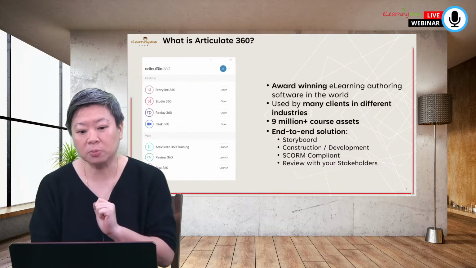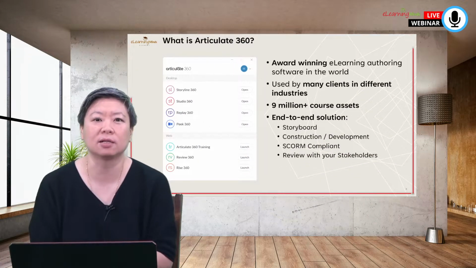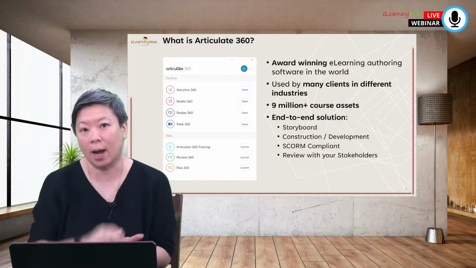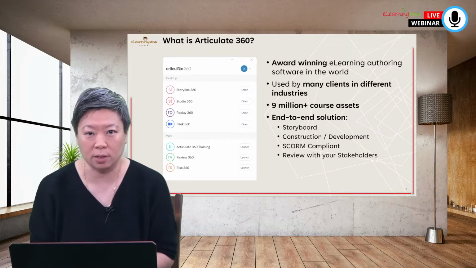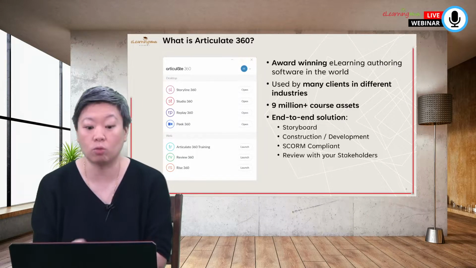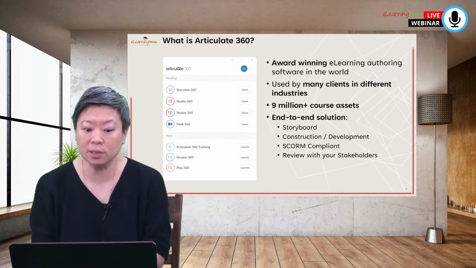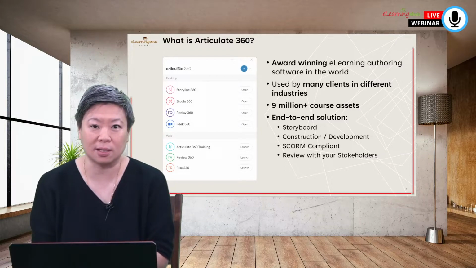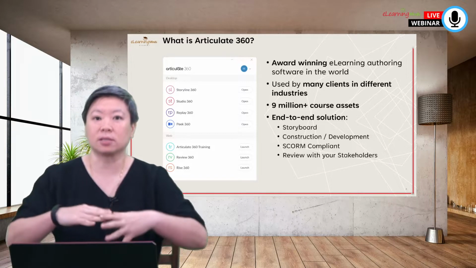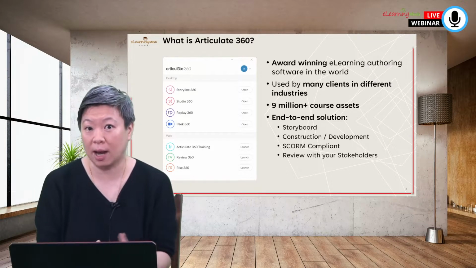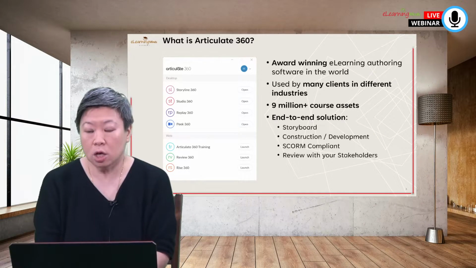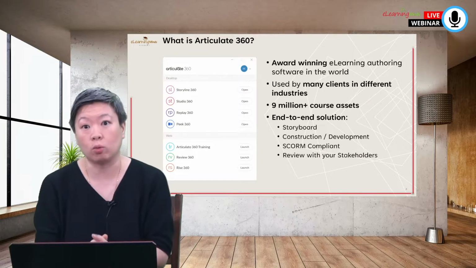Now, before we jump into it, what is Articulate 360? Articulate 360 is the whole suite of products, that means 8 different software: Storyline 360, Studio 360, Replay, Peek, Articulate 360 Training, Review 360, as well as Rise 360. Some of the software are install-based, that means client-based, and some of the software are web-based.